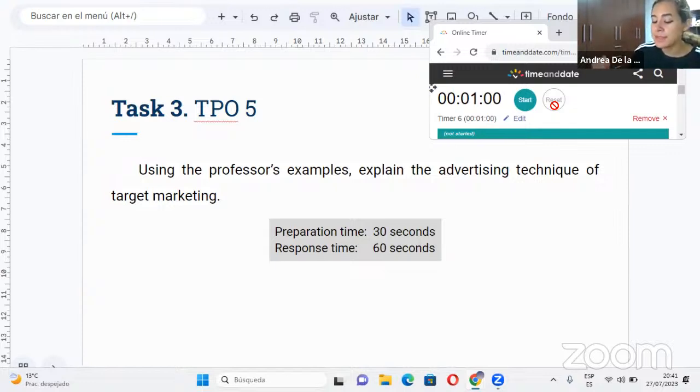The professor gives the example of a company that wants to sell cell phones to two different types of people. You can also maybe try to use some transitions here and there. On one hand, if they want to advertise it to young people, they will do this. On the other hand, or however, if they want to advertise it to business people. So maybe I would add a couple of things here and there, but overall, it was a great response, Carney.